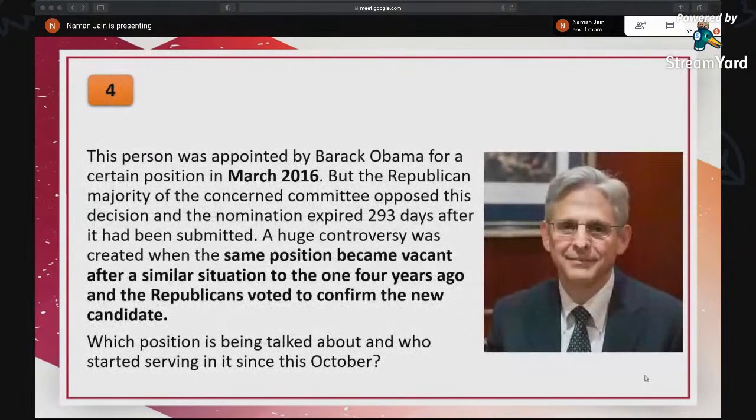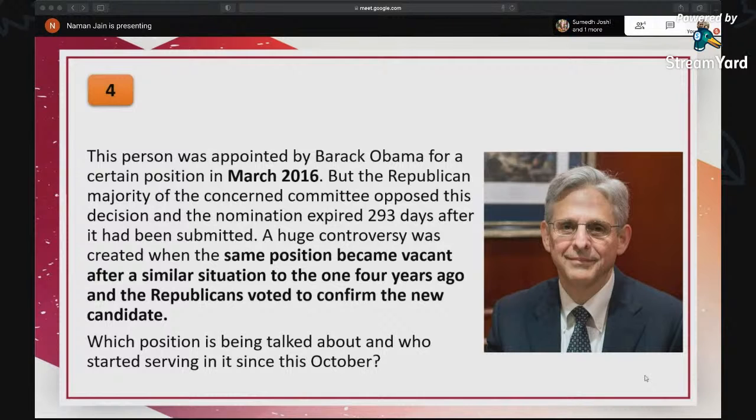Okay. This person was appointed by Barack Obama for a certain position in March 2016. Okay, March 2016, 4 years ago. Again, timeline is an important clue. But the Republican majority of the concerned committee opposed this decision and the nomination expired 293 days after it had been submitted. Okay, a huge controversy was created.